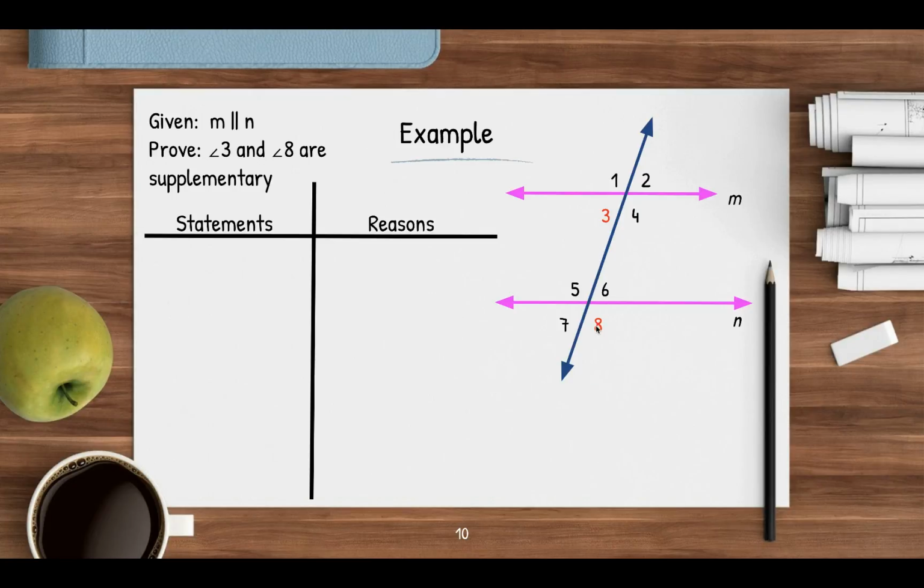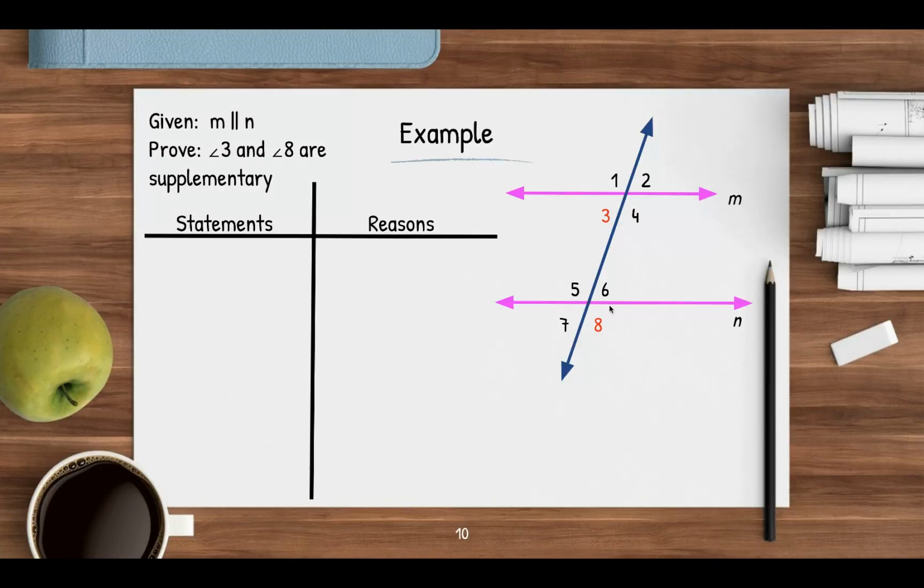Well, 3 and 8 do not have an angle pair relationship name, right? Those are not corresponding. They're not CIAs. They're not any of those. Okay. So we have to use the strategy of linking those two angles through a third angle. Now, there's more than one correct way to do this. Okay. You could link 3 to 2 and 2 to 7 and 7 to 8, or you could link 3 to 7 and 7 to 8, or you could link 3 to 5 and 5 to 8, or 3 to 4 and 4 to, you can do this many different ways.